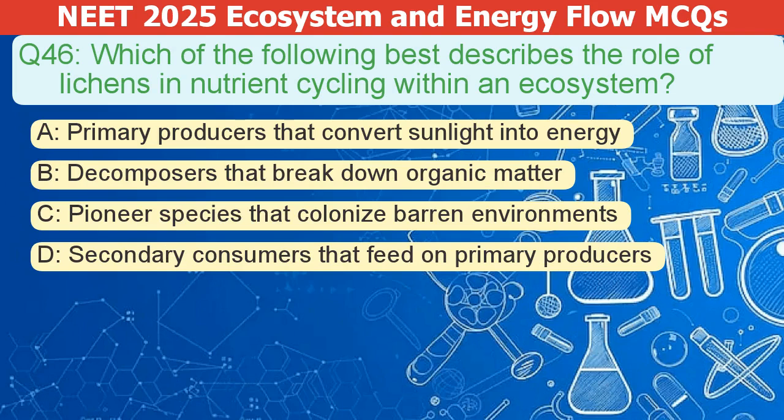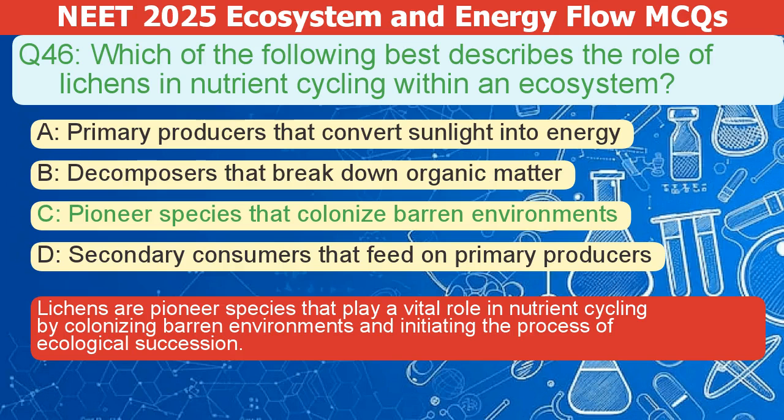Which of the following best describes the role of lichens in nutrient cycling within an ecosystem? A. Primary producers that convert sunlight into energy. B. Decomposers that break down organic matter. C. Pioneer species that colonize barren environments. D. Secondary consumers that feed on primary producers. The correct answer is C. Lichens are pioneer species that play a vital role in nutrient cycling by colonizing barren environments and initiating the process of ecological succession.